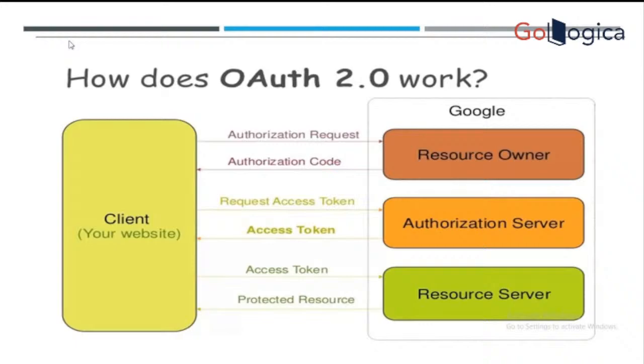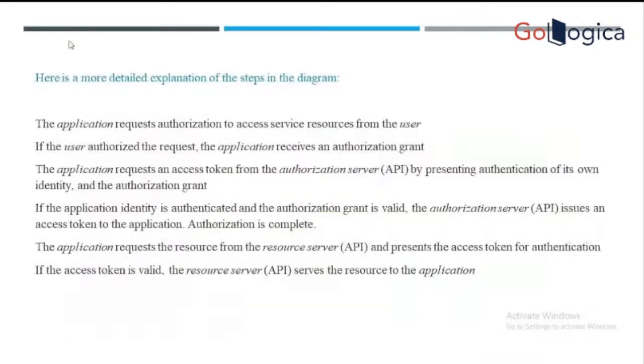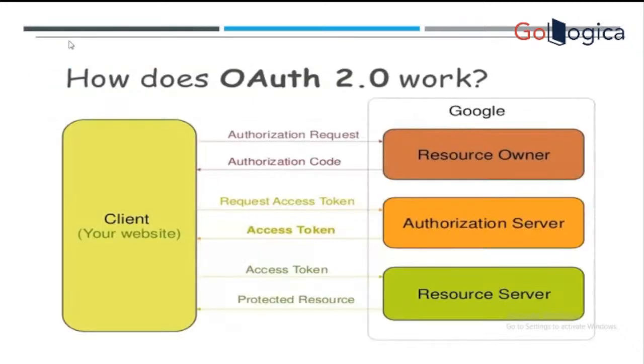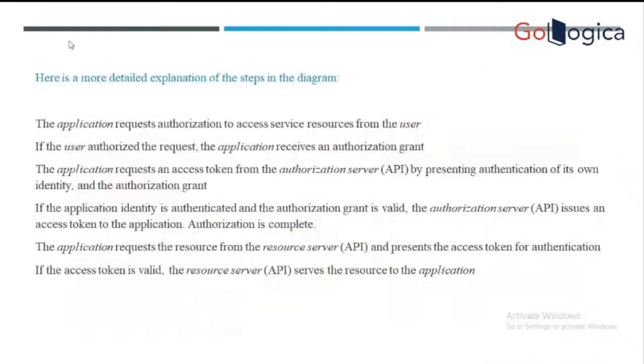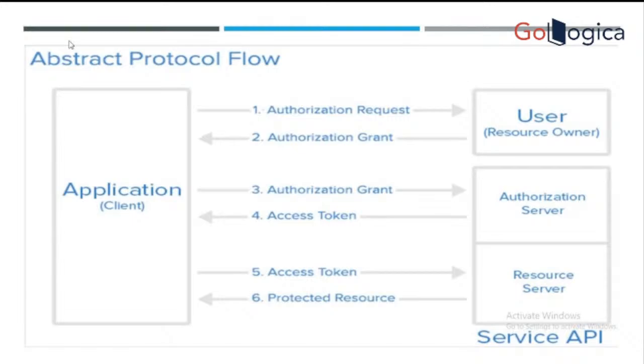You are logging in to your client website and you are accessing the Google platform. So the application requests an access token from the authorization server with the help of an API, presenting authentication of its own identity and the authorization grant. Once that is done, the authorization grant is marked. You see in this picture, the third step is the authorization grant. On the basis of the authorization grant, the authorization server sends back the access token to the application.